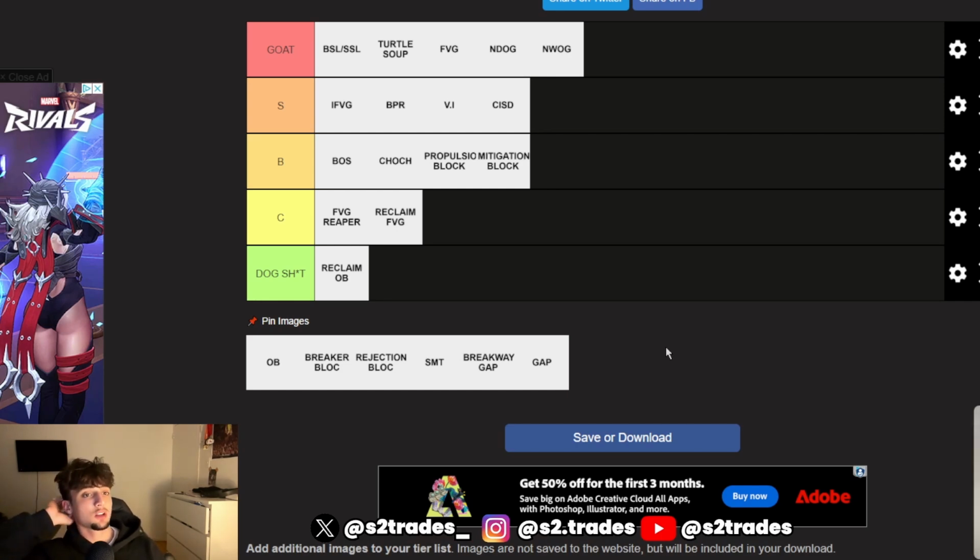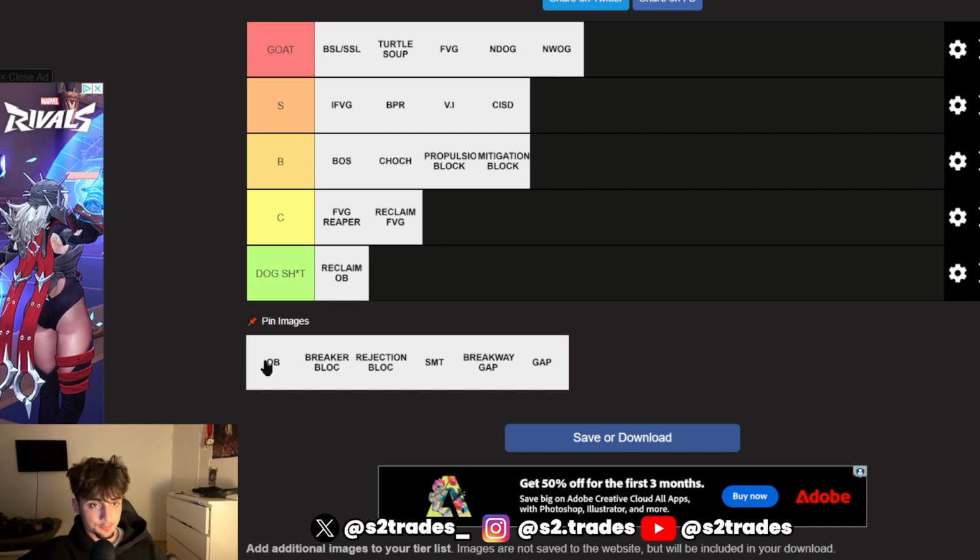And the reason why it's not in GOAT is because sometimes I would trade a retracement into an inverse fair value gap and nothing would work, right? It won't come off, it won't revert, it wouldn't bounce off. So I'll put it in S tier right here, at the top of S tier though.